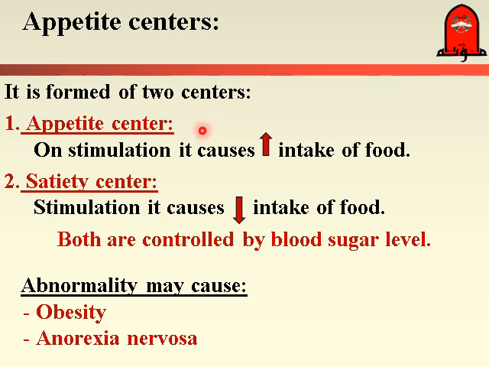How can the body regulate this center? If there is a decrease in the blood sugar, there will be stimulation of the appetite center to increase the intake of food, so increasing the blood glucose. If there is an increase in the blood sugar, then there will be stimulation of the satiety center to decrease the intake of food and decrease the blood sugar.